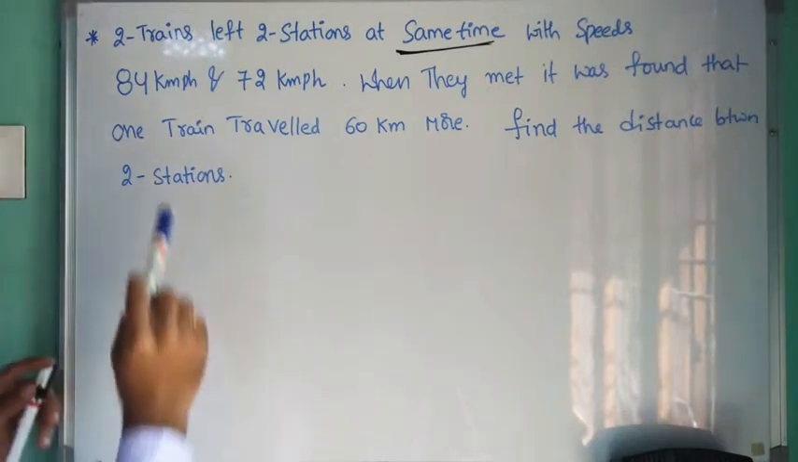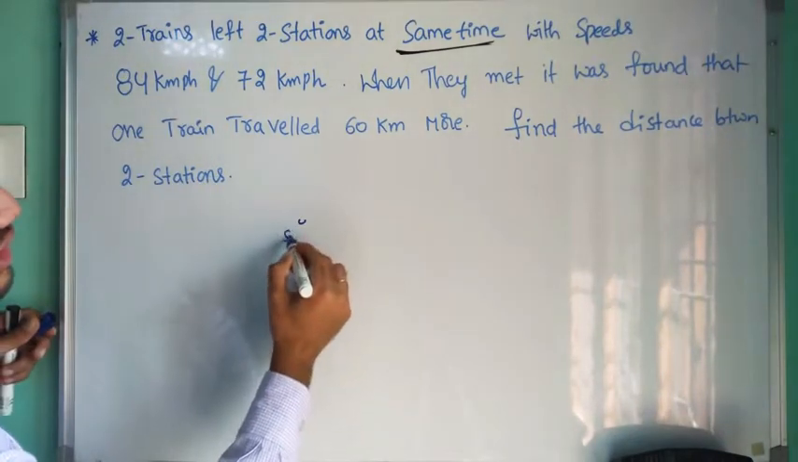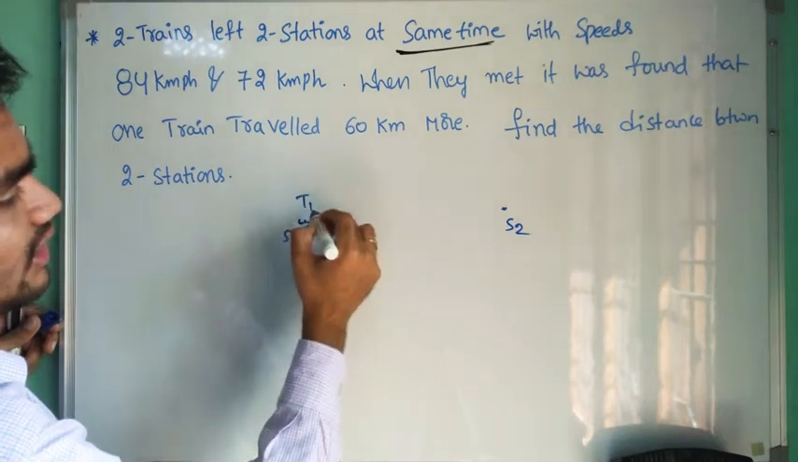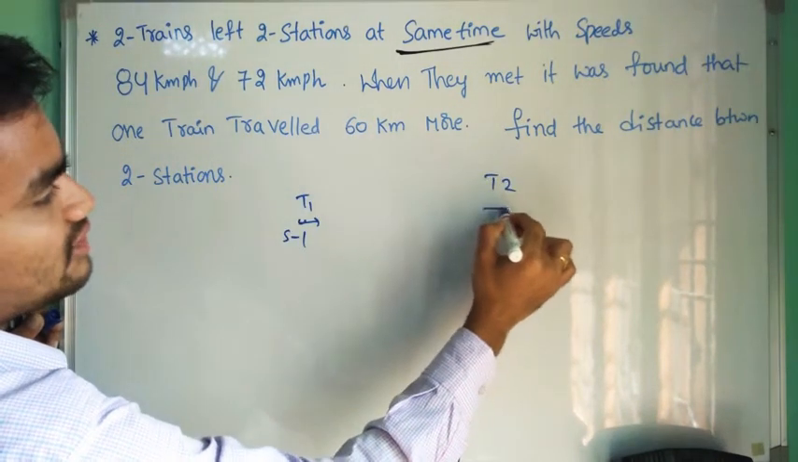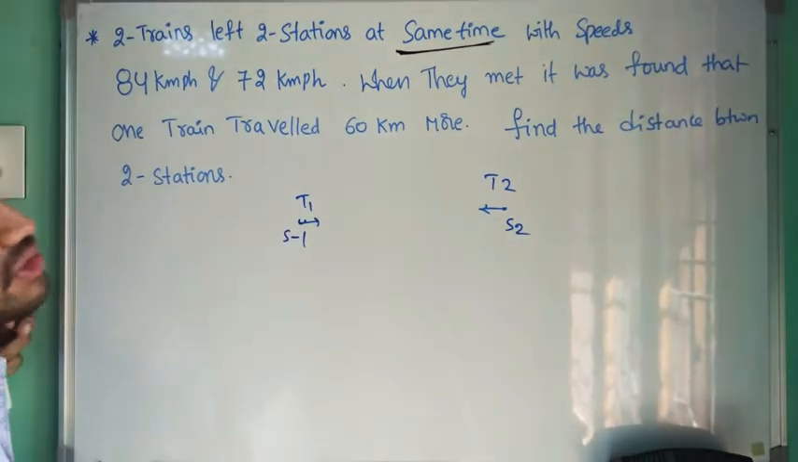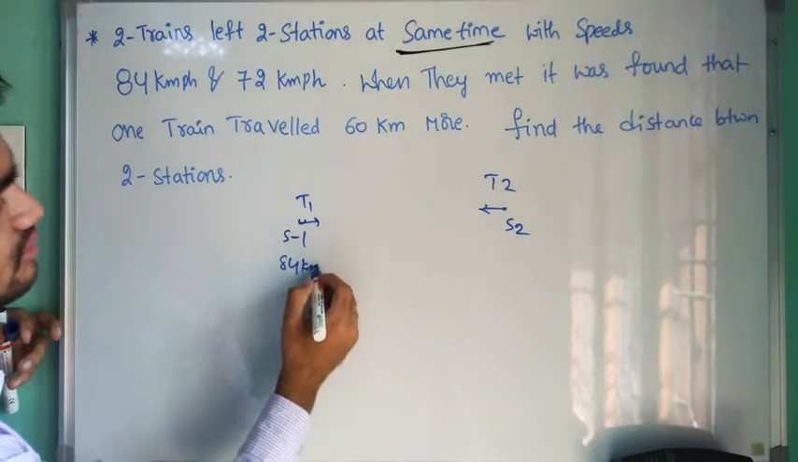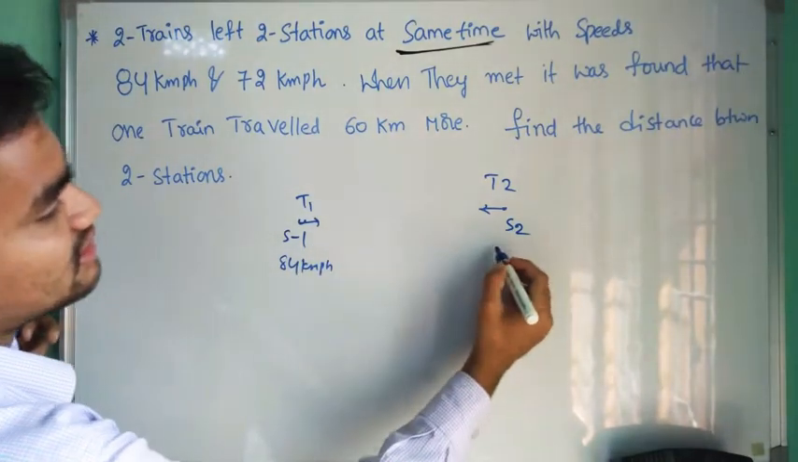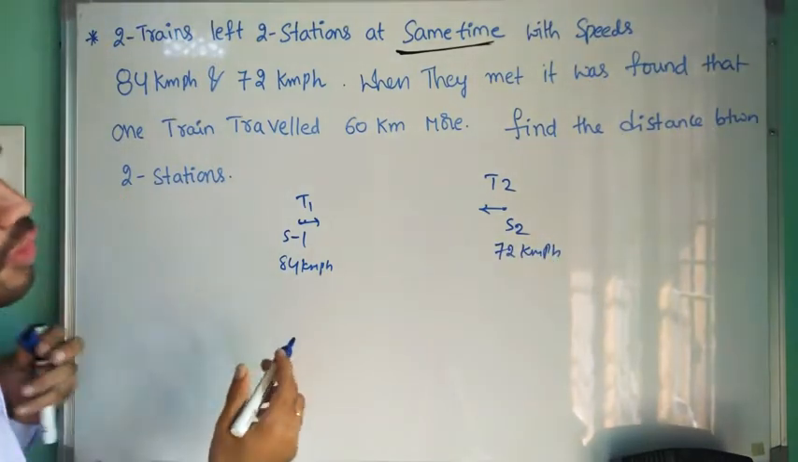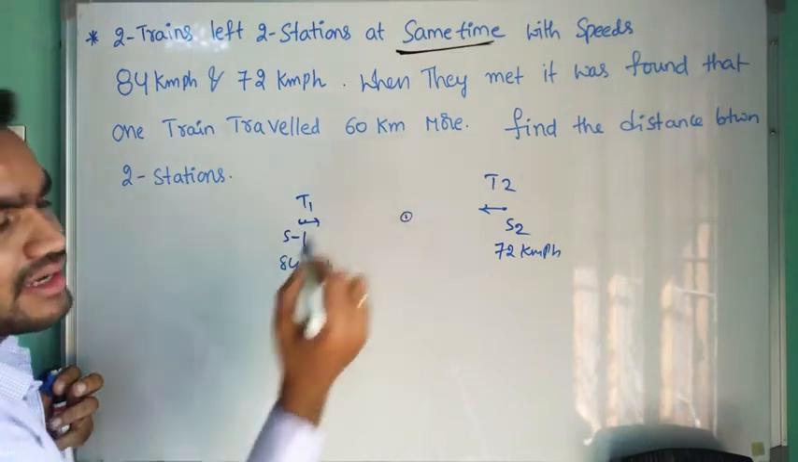So the question given was: two trains left two stations. That means there are two stations, station 1 and station 2, with train 1 leaving from station 1 and train 2 leaving from station 2, with the speeds given as 84 kmph, and the second train's speed was 72 kmph. While they are traveling in opposite directions, they will meet at some point, right?